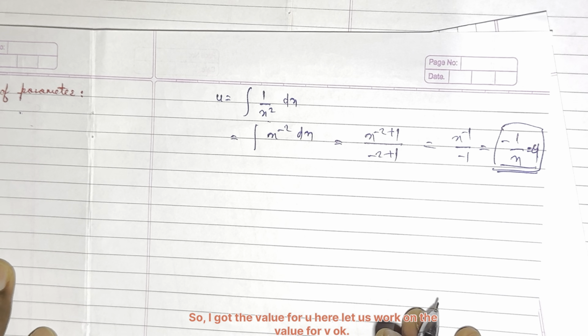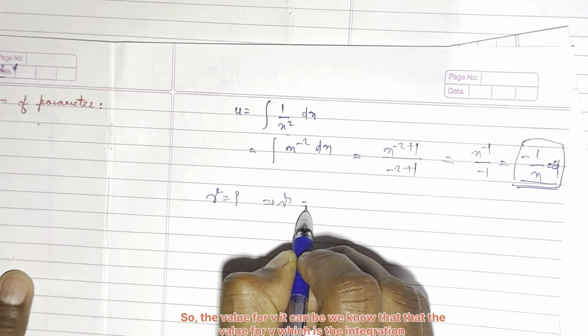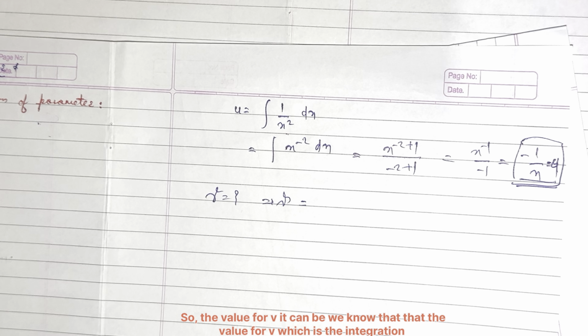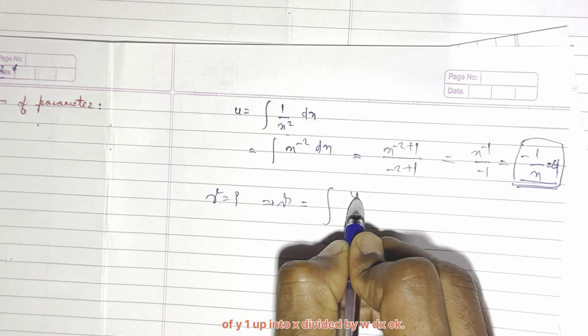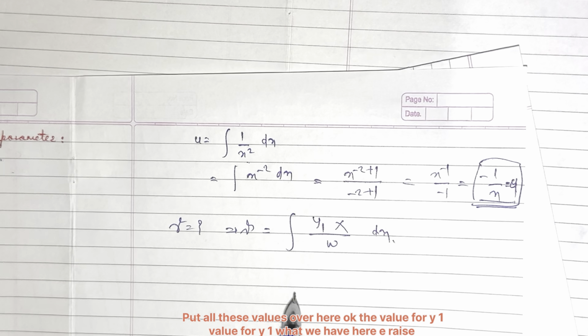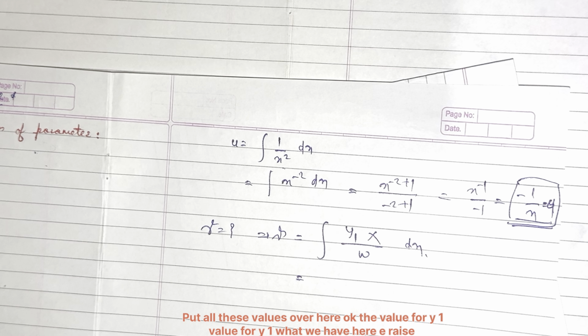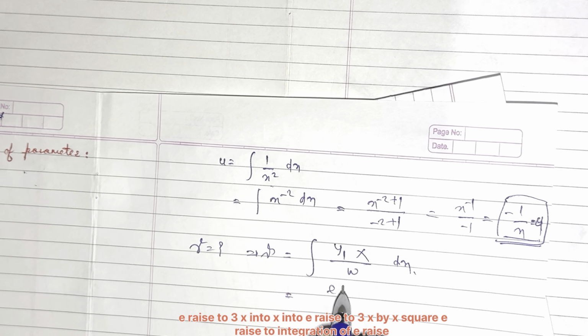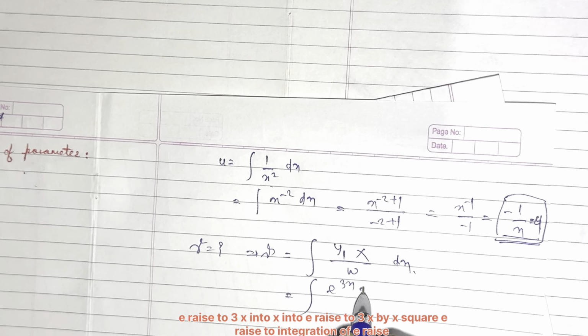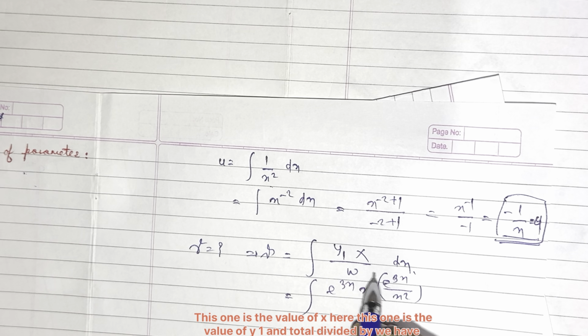Let's work on the value for v. We know that the value for v is the integration of y1 into x divided by W dx. Put all these values over here. The value for y1 is e raised to 3x into x, times e raised to 3x by x square, integrated.